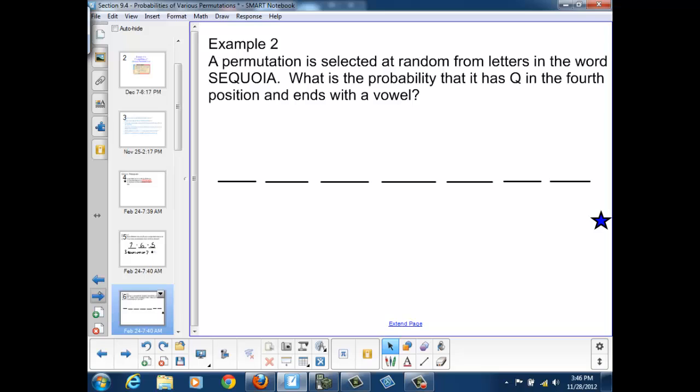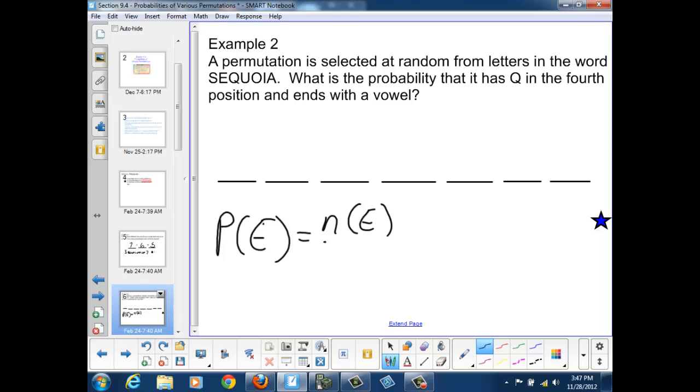Here's an example where we have some additional restrictions in the situation. A permutation is selected at random from letters in the word sequoia. What is the probability that it has Q in the 4th position and ends with a vowel? Here we're asking about probability, so we need to remember that the definition of the probability of an event happening is the number of ways the event can happen over the number of possible outcomes in the sample space.